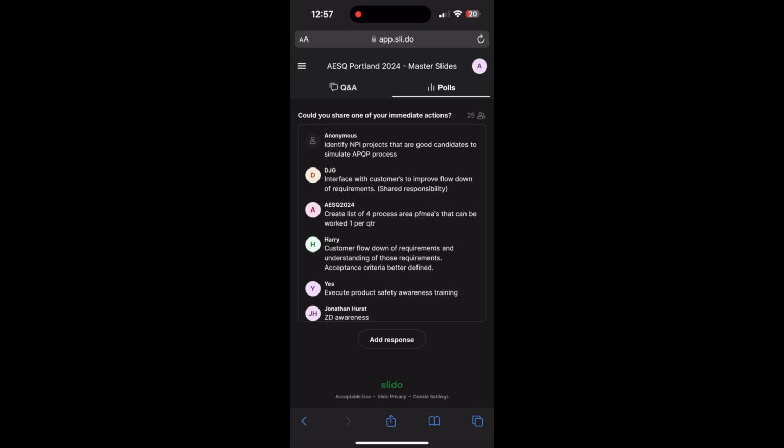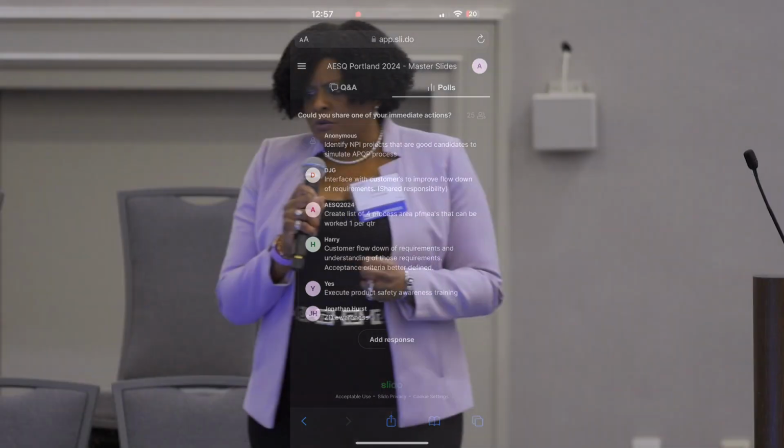Customer flow down of requirements and understanding of those requirements. Acceptance criteria better defined. Create list of 4 process area PFMEAs that can be worked 1 per quarter. Interface with customers to improve flow down of requirements. Shared responsibility. I like adding the customer as part of the buy-in. That's always a good thing. Identify NPI projects that are good candidates to stimulate the APQP process. Thanks. This is really good.